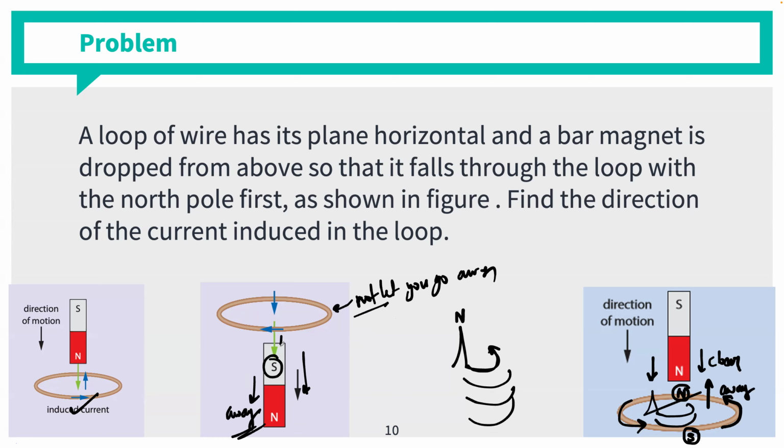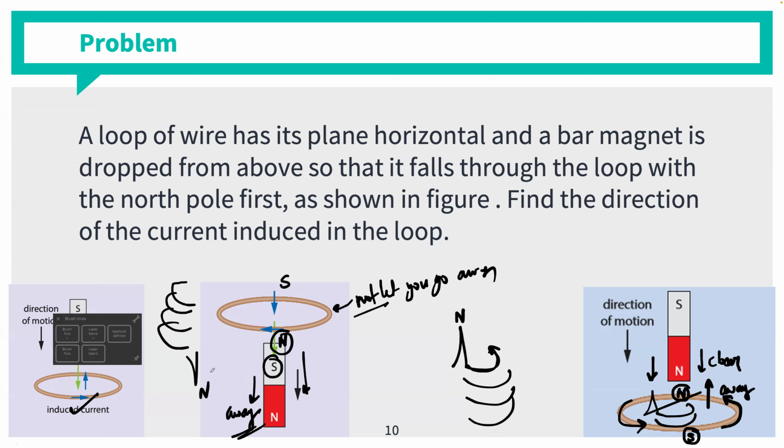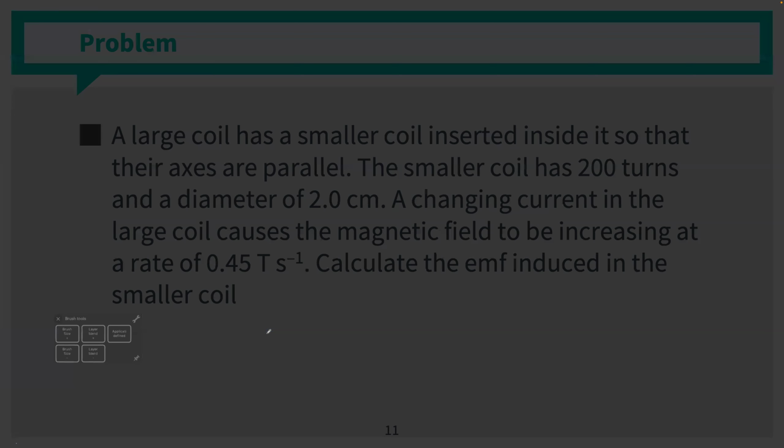And that can only be possible by having north induced at the bottom of the coil and south induced on the top of the coil. And by using your right hand grip rule, the thumb is pointing down, by having north at the bottom, and the fingers show the direction of current induced. That's how the current is induced.